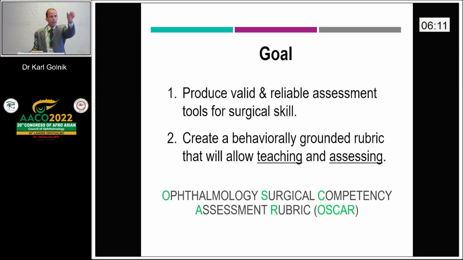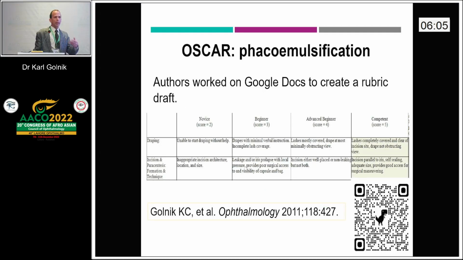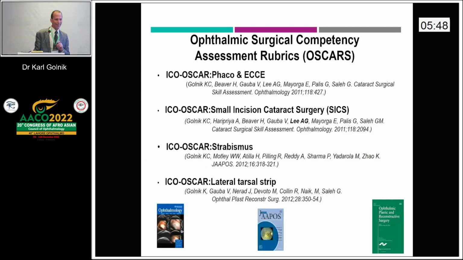So we worked on these through Google Docs, created a rubric, and then ultimately published a number of these. That's the QR code for the phacoemulsification rubric. Let me get that picture of that. I think I've got another. You get it? And then shortly thereafter, we published a few more, and then we published a lot more.